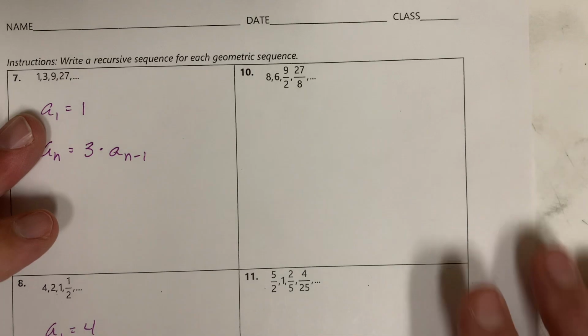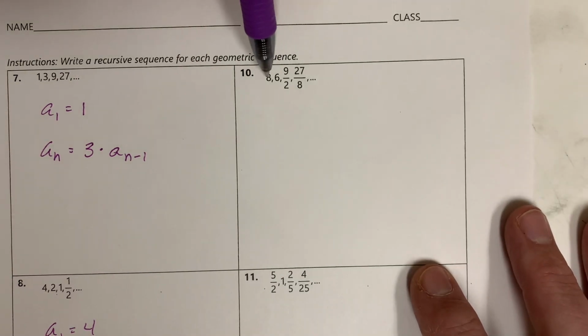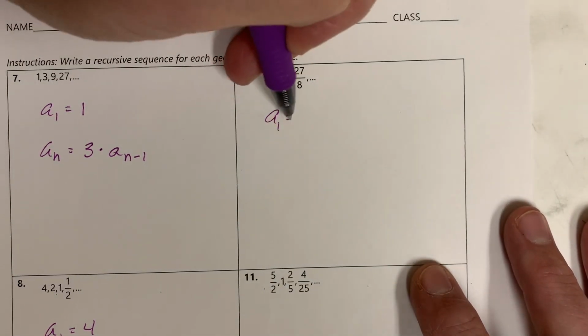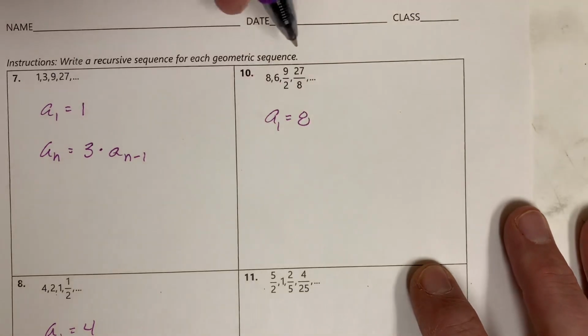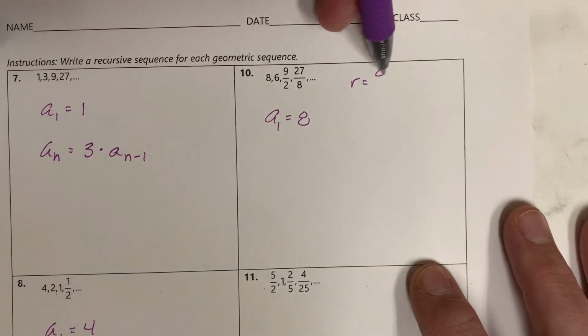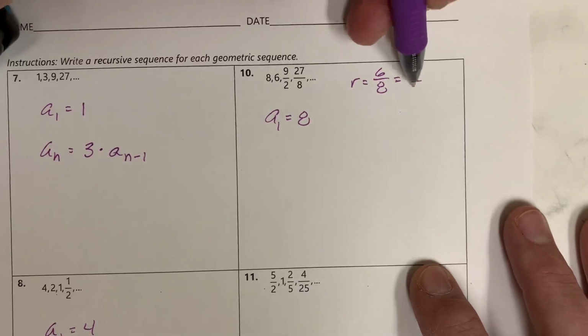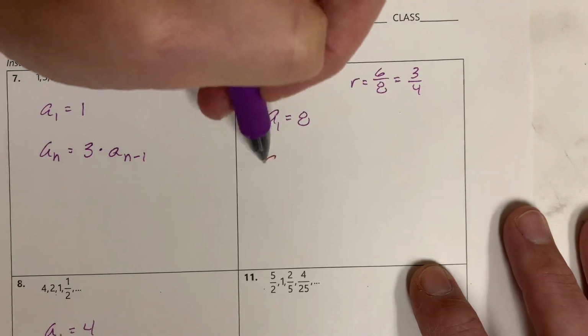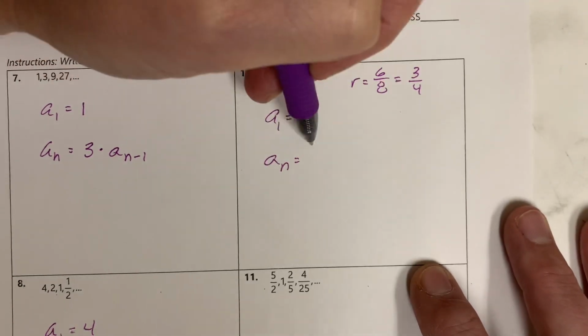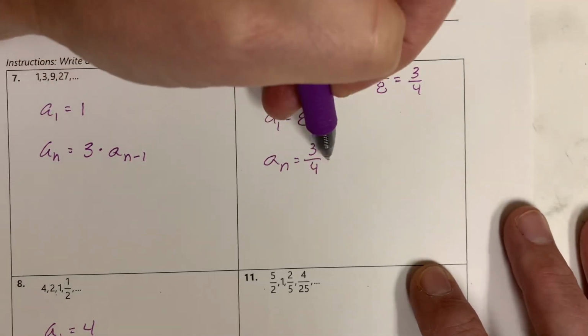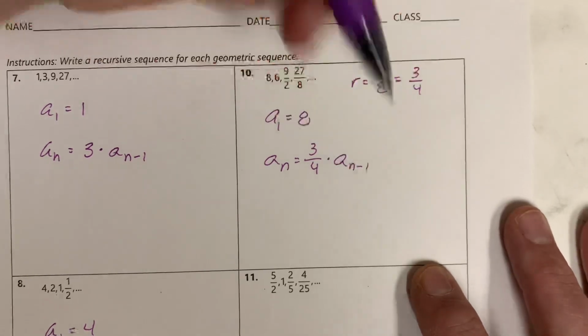Okay, for this recursive sequence, it starts with 8, so a sub 1 is equal to 8. Now to get the common ratio, 6 divided by 8 reduces down to 3/4. And so a sub n is equal to 3/4 times a sub n minus 1.